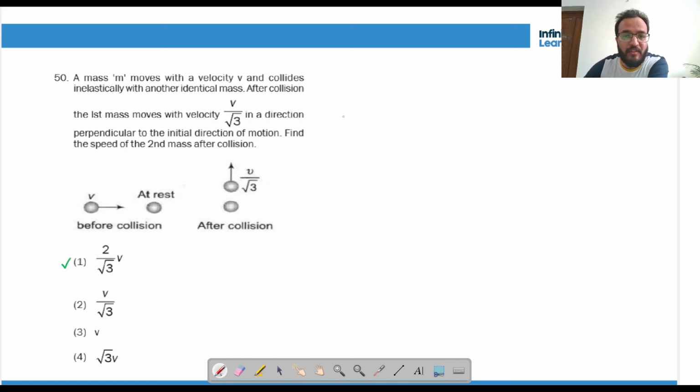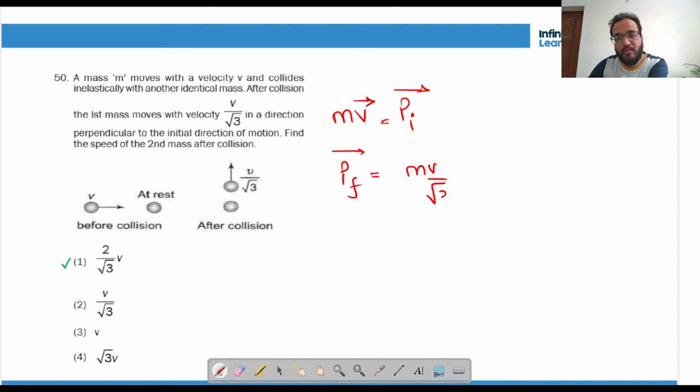Same, momentum conservation. Initial momentum is mv. Final momentum is mv by root 3 j cap plus momentum of the second ball. Find the speed of the second mass. Okay, second ball is identical, so m times vector v2, let's say.